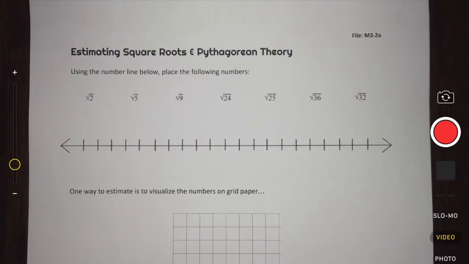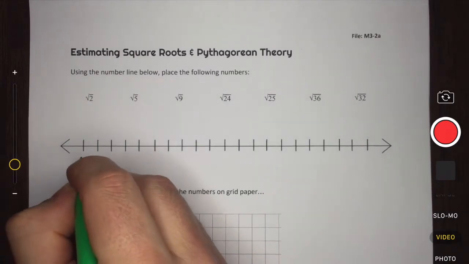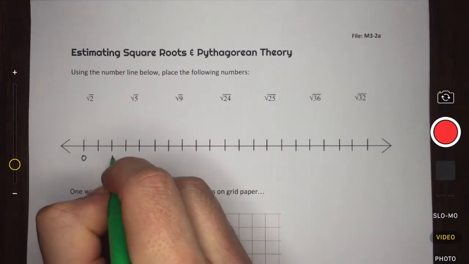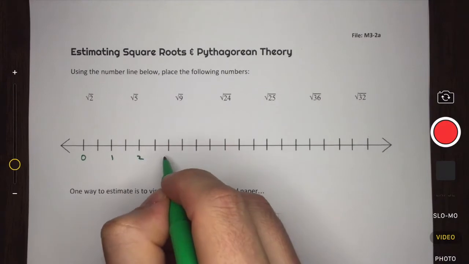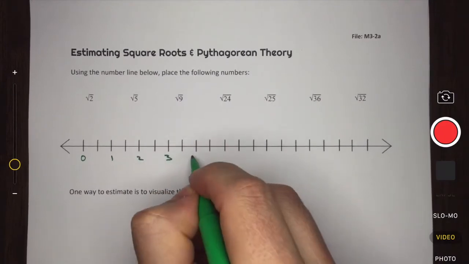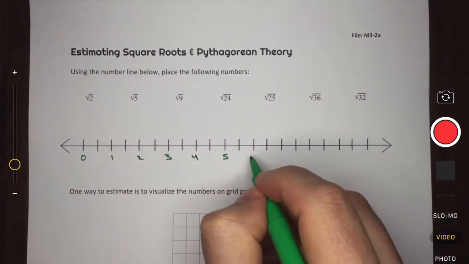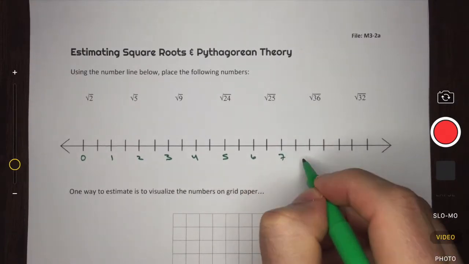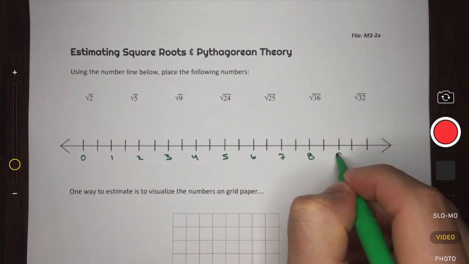The skill we're going to be working on today is estimating square roots and using that to help us with Pythagorean theorem. So one of the things that we can use to help us visualize is a simple number line. So what I want to do is, on my number line, add a couple of key pieces of information. On the bottom of my number line, what I want to do is create a number line using whole numbers, to help me visualize where things are going to be located.